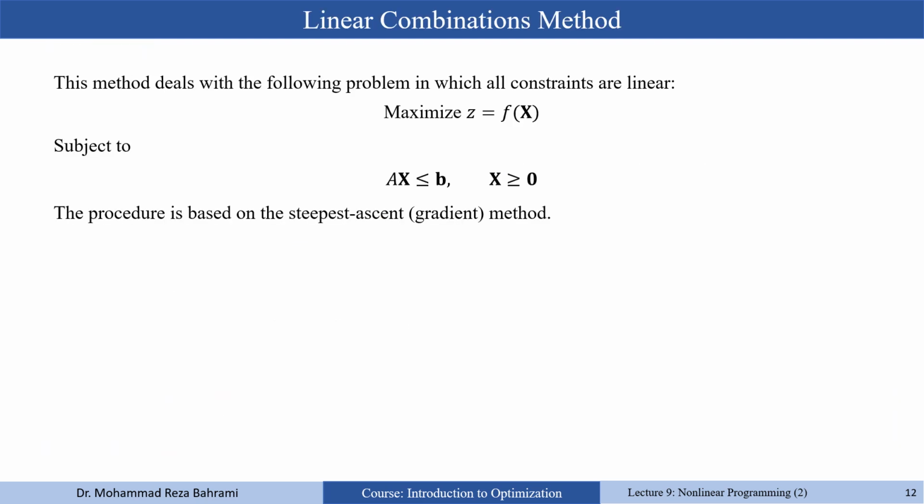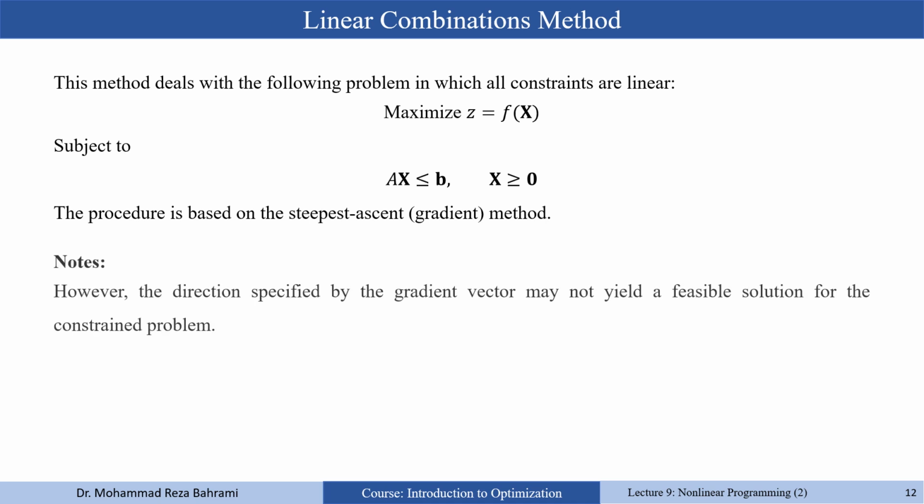All right, there is another method, the linear combination method. This deals with problems where all constraints are linear and the objective function is not quadratic. If the objective function was quadratic, for sure we would use the previous method. But here, the objective function is not quadratic, but our constraints are linear. We want to use the gradient method, the steepest ascent method.